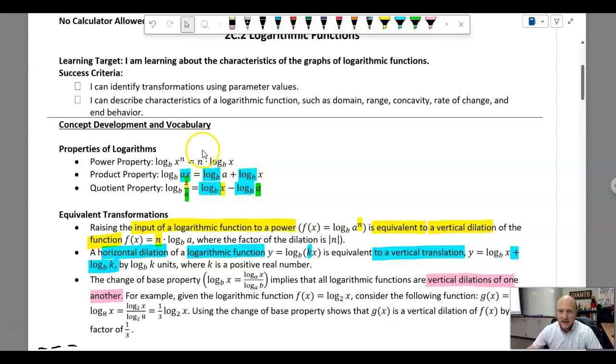All right. So hopefully in this video you learned about transformations of logarithmic functions and how changing a function has an equivalent transformation. Okay. In the next video, we'll talk about characteristics of a log function, such as domain, range, concavity, rate of change, and end behavior.